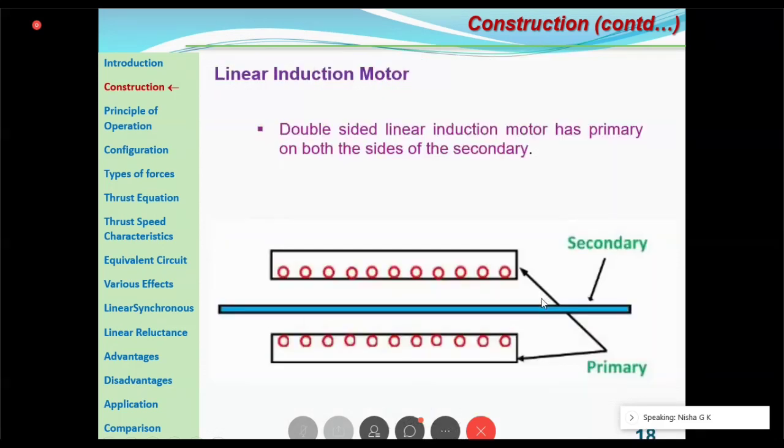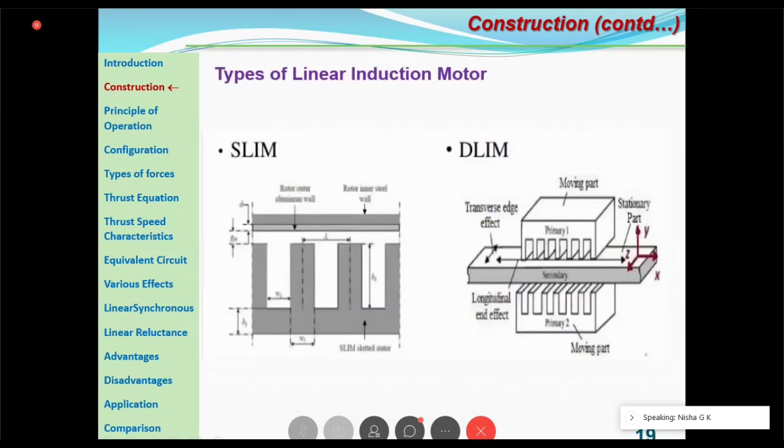And a double-sided primary is also there. So the double-sided linear induction motor has a primary on both sides. As you can see, on both sides the primaries are there. So far we have seen only one primary and secondary. But here you can see both sides have a primary, and you have a secondary as well. So that is known as the double-sided primary sector. Here you can see the single linear induction motor, that means a single primary is there. In the double linear induction motor, you have a double primary system.